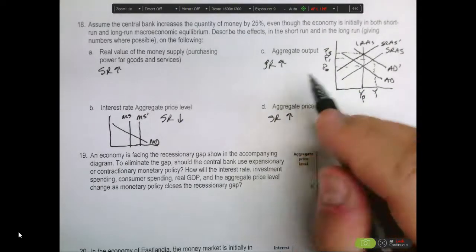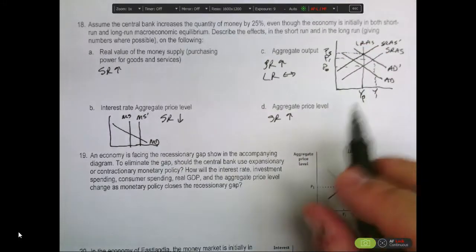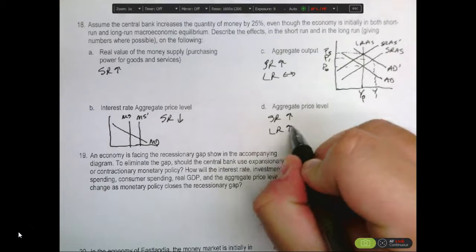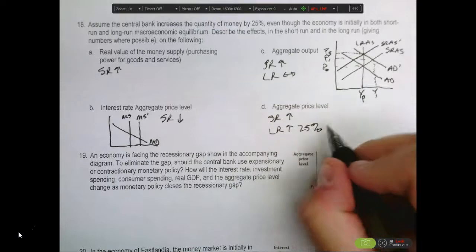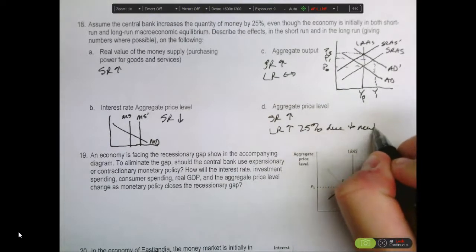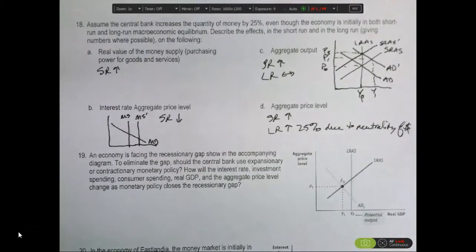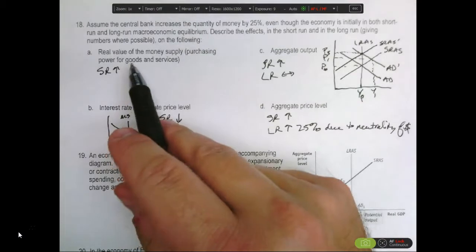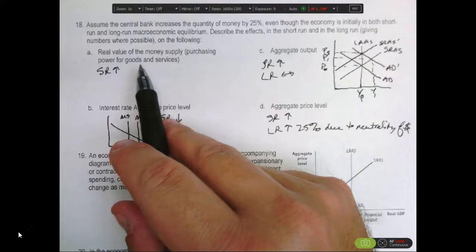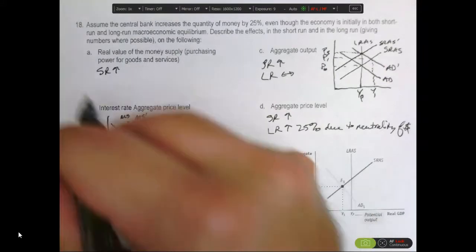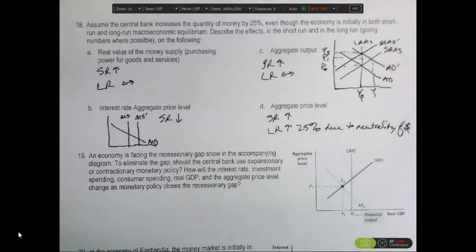So we know that output in the long run is going to remain unchanged because we're going to go right back to potential output. We know that the price level in the long run is going to go up because we're going to go from P0 to P3, and it's going to increase by 25% due to the neutrality of money. Okay, and we also know that the real value of our money is going to diminish because while we have 25% more dollars, everything costs 25% more, and so the long run impact on our real money is that there's no change in the value of money in real terms.